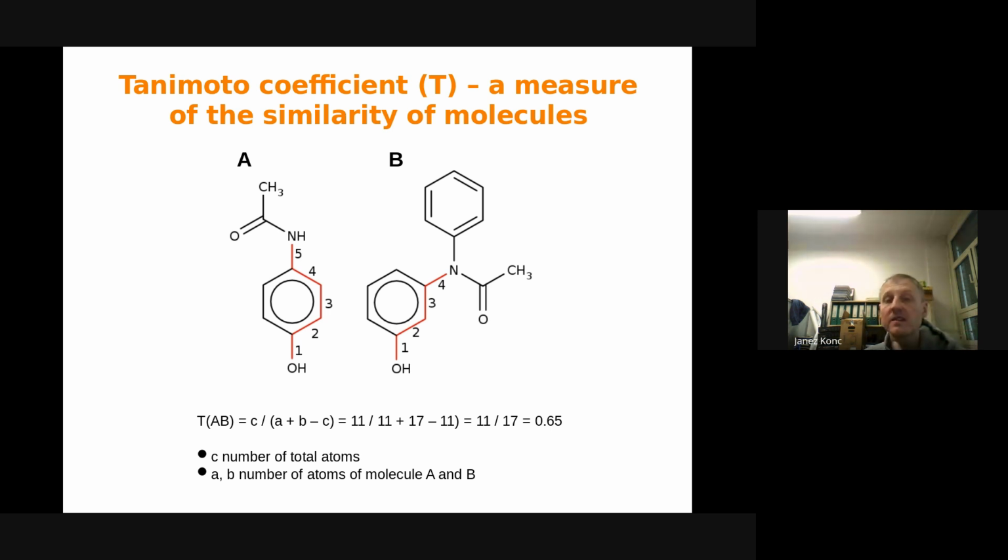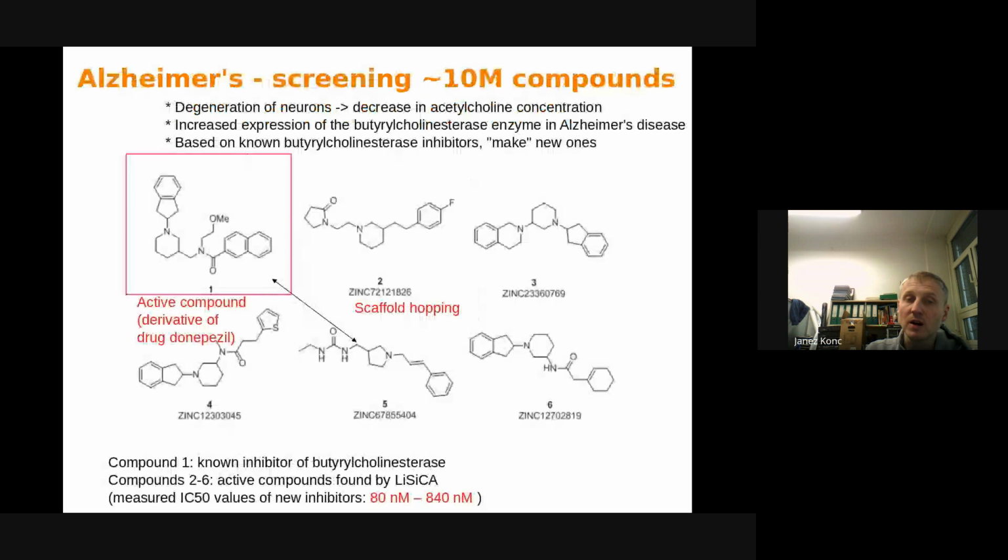You understand? It's a very simple index where you count the number of atoms that are in common between the two molecules and divide them by the total number of atoms minus this common number of atoms. So you get this very simple measure of similarity between two molecules. This is called the Tanimoto coefficient.